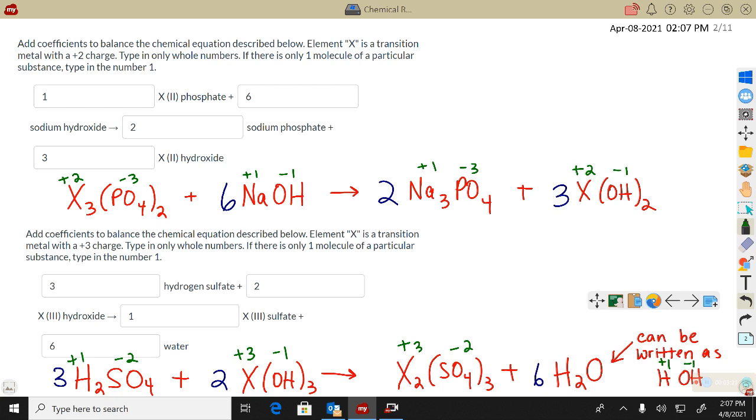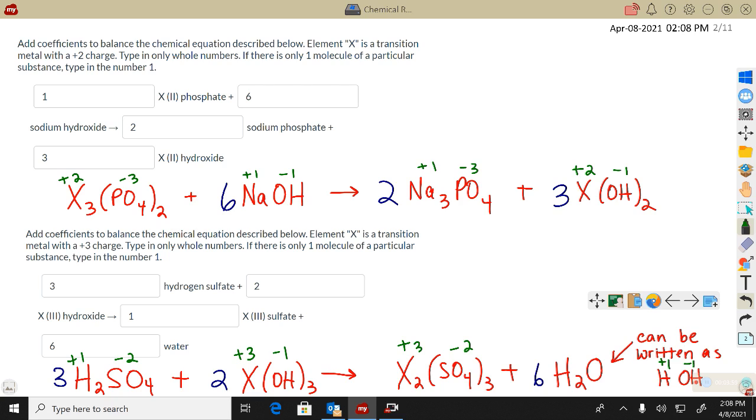Now what happens here is that I'm going to end up with a total of 12 hydrogen on both sides. On the reactant side I've got 6 hydrogen coming from that hydrogen sulfate. And then I've got 6 hydrogen coming from that hydroxide group in the X hydroxide. There are 3 groups of hydroxide, each has 3 hydrogen, and then there are 2 of that whole molecule. So there's a total of 12 hydrogen on both sides.